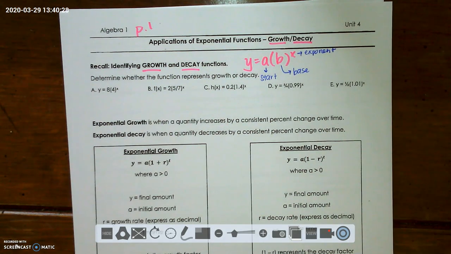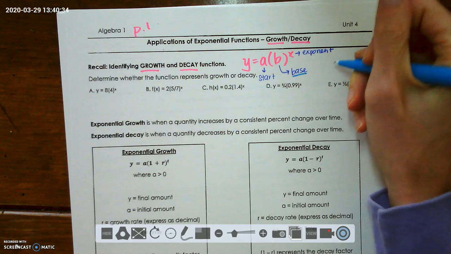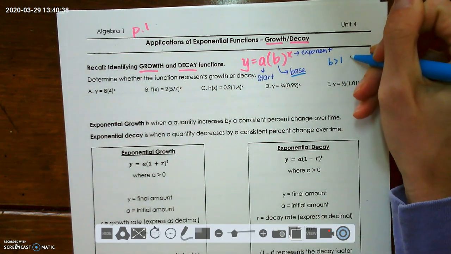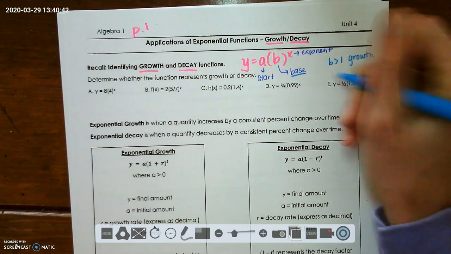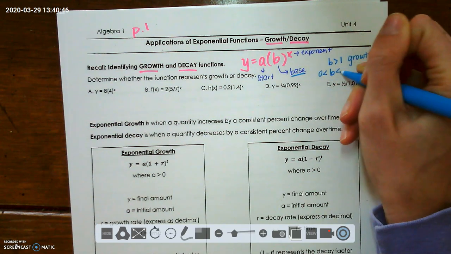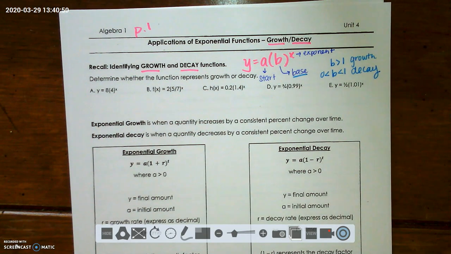Remember, to tell if something is growth or decay, you look at the base. All right, so if your base is greater than 1, it's growth. If your base is greater than 0 but less than 1, it is decay. All right, so we're going to go through and identify the base on each of these and decide if it's growth or decay.